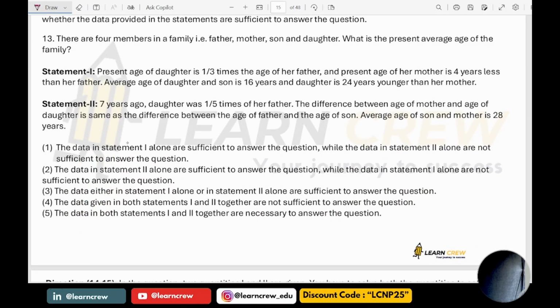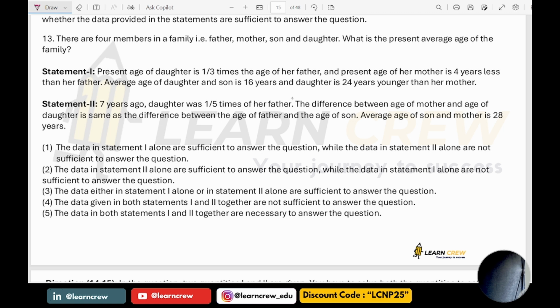Next one. There are 4 members of a family: father, mother, son and daughter. What is the present average age of the family? The present age of the daughter is 1/3 of the age of her father. The present age of her mother is 4 years less than the father. The average age of son and daughter is 16 years. And the daughter is 24 years younger than her mother.